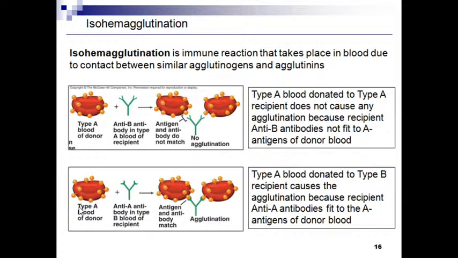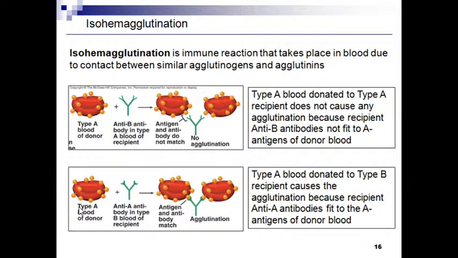Two variants are possible. For example, type A blood donated to a type A recipient. They will be compatible. The blood does not cause any agglutination, because the recipient's anti-B antibodies do not fit the A antigen of the donor's blood.